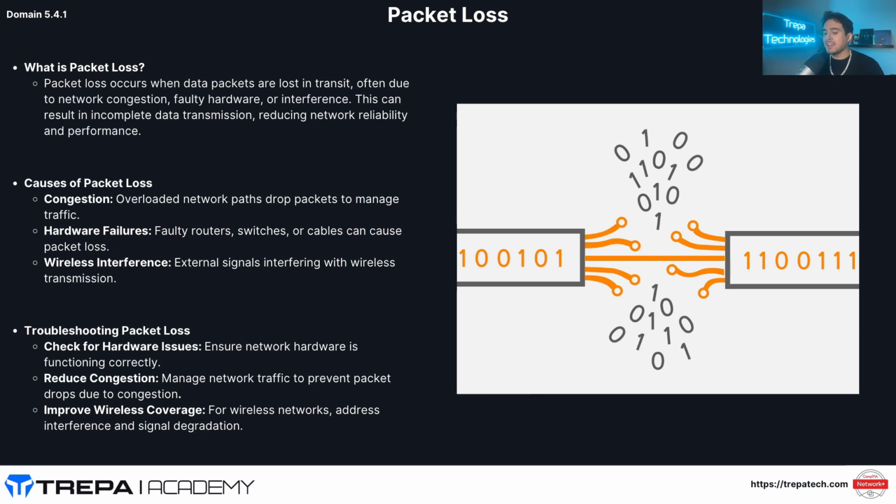Well, so what is it? Packet loss occurs when data packets are lost in transit, often due to network congestion, faulty hardware, interference, the things we've been talking about this entire domain, and can result in incomplete data transmission. So again, it causes congestion and hardware failures. If we're over Wi-Fi, wireless RF signals tend to have a lot more packet loss than our wired connections.